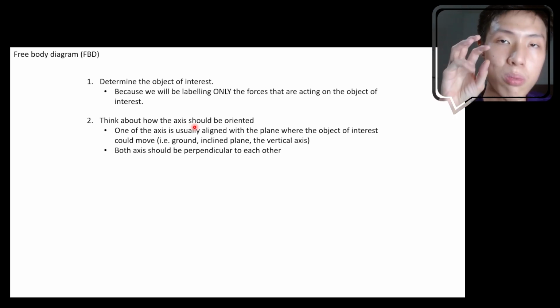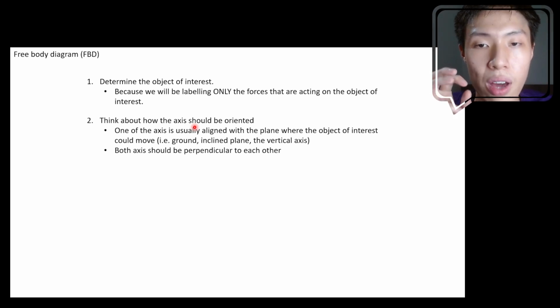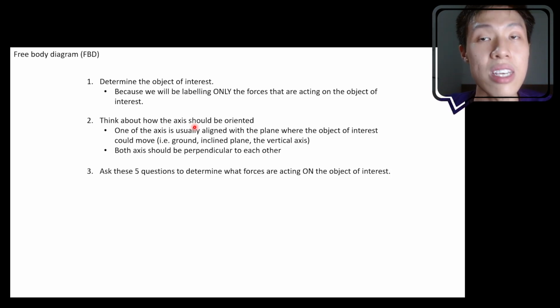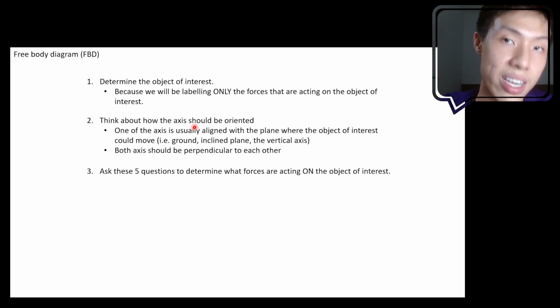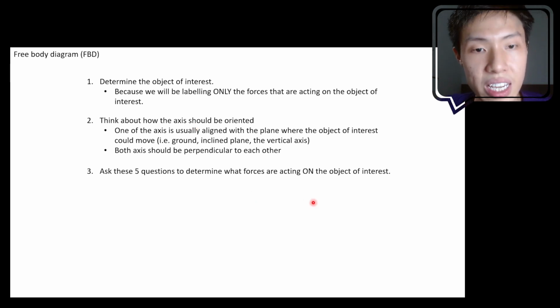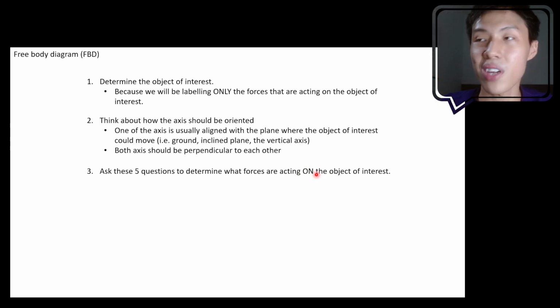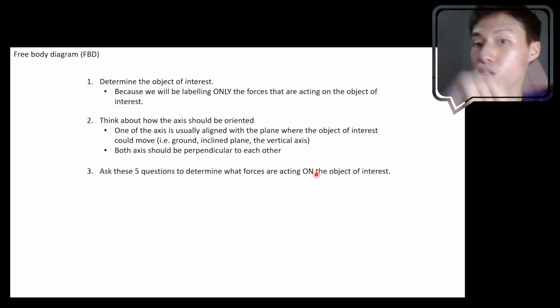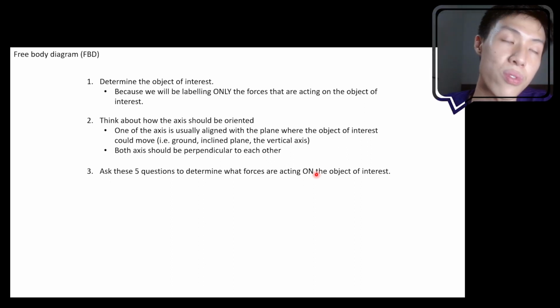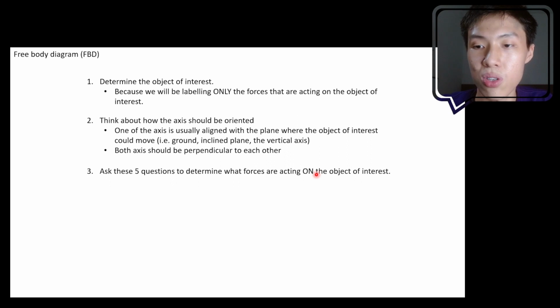Okay, so once you have your object of interest determined, and you have your axis oriented, now you ask yourself these 5 questions. These are the 5 questions that you ask yourself to determine what are the forces acting on the object of interest. Again, I always highlight the word on, because we don't care whether the object is pushing other things or not. We don't care whether the object is pulling other things or not. We only care about what the object is experiencing. These 5 questions are related to the previous video on the 5 types of forces that we observe in macroscopic situations. If you're not sure what the 5 types of forces are, please review the previous video, but these are the 5 questions.